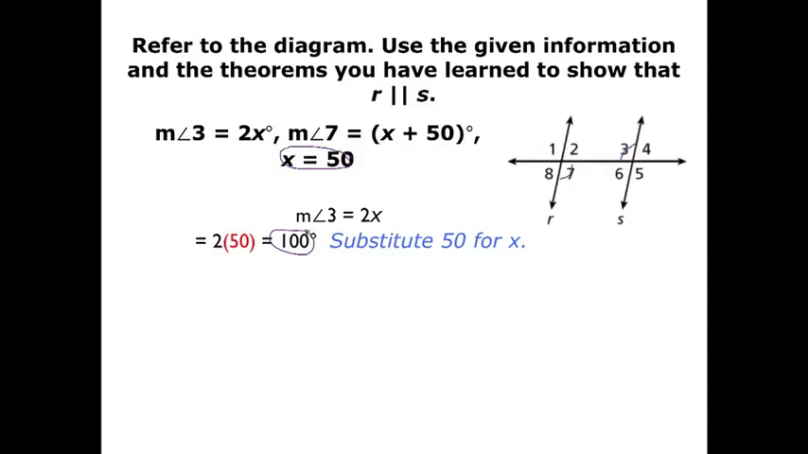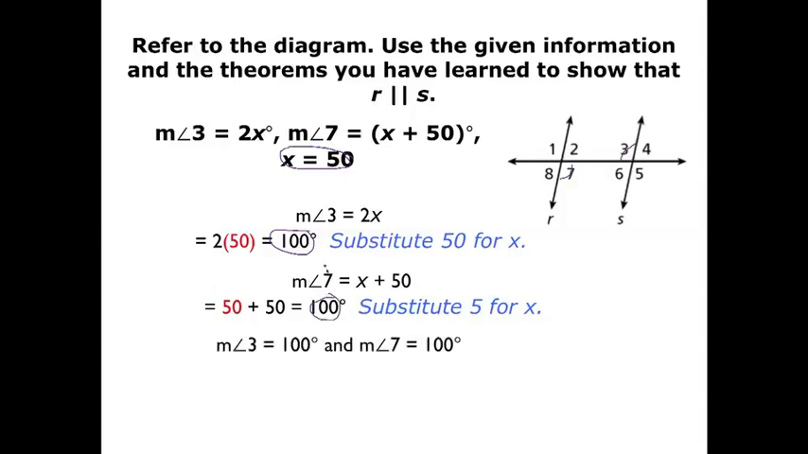So plugging in for the measure of angle 3, I get 100 degrees. 2 times 50 is 100. Plugging in for the measure of angle 7, I'm just taking 50 plus 50. I also get 100 degrees. So these two angles are the same. They're equal to each other, so they are congruent by the definition of congruent angles. And since they are alternate interior angles and they're congruent, the lines R and S are parallel by the alternate interior angles theorem converse. Again, pause the slide if you need to take a closer look at that. Otherwise, we're going to move on.